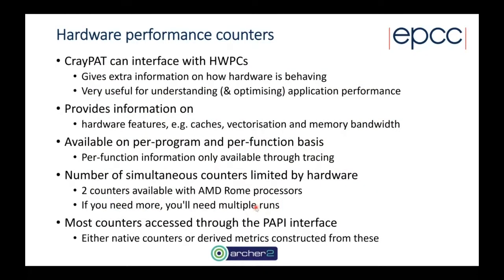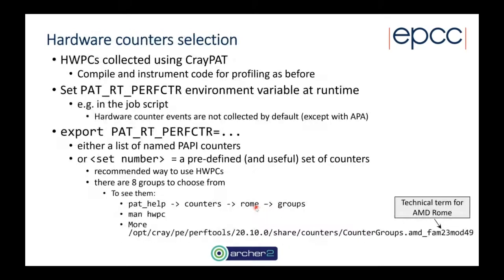CrayPat can interface with these hardware counters, and that gives us extra understanding of how the hardware works. There aren't loads of counters available on the AMD processors at the moment. So when you run your application, you can only instrument two counters at a time on ARCHER2. If you want to sample more hardware counters in more detail, you need to do multiple runs to collect that data. We can tell CrayPat what hardware counters we want to select by using this environment variable, PAT_RT_PERFCTR.